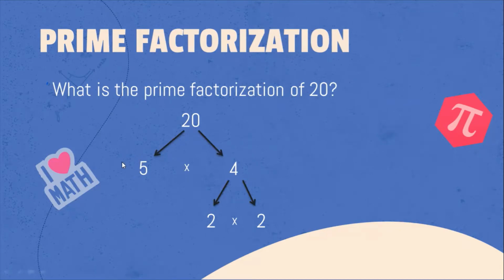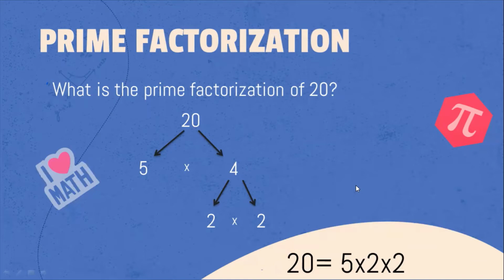That's why the prime factorization of 20 is 5 times 2 times 2, because all of these three numbers are prime numbers. 5 times 2 is 10, times 2 is 20. The prime factorization of 20 is 5 times 2 times 2.